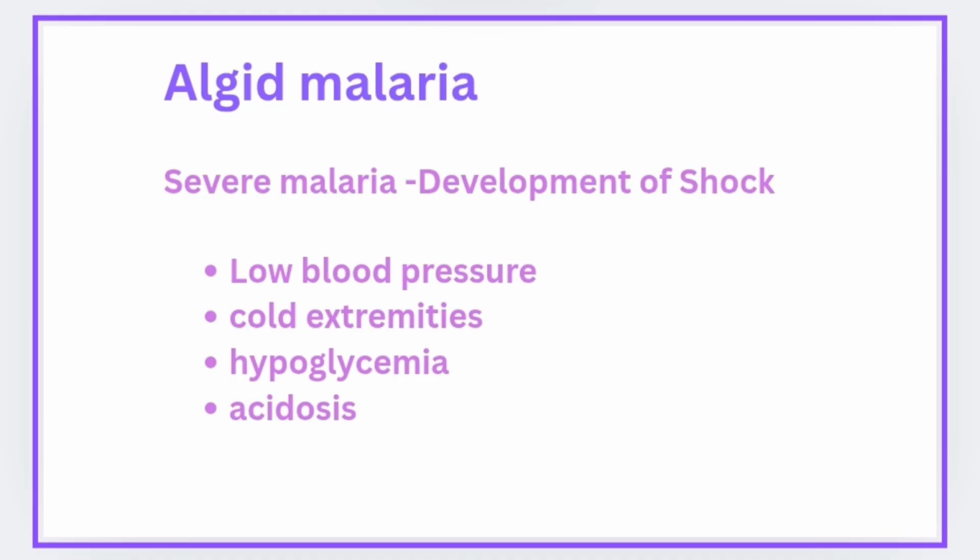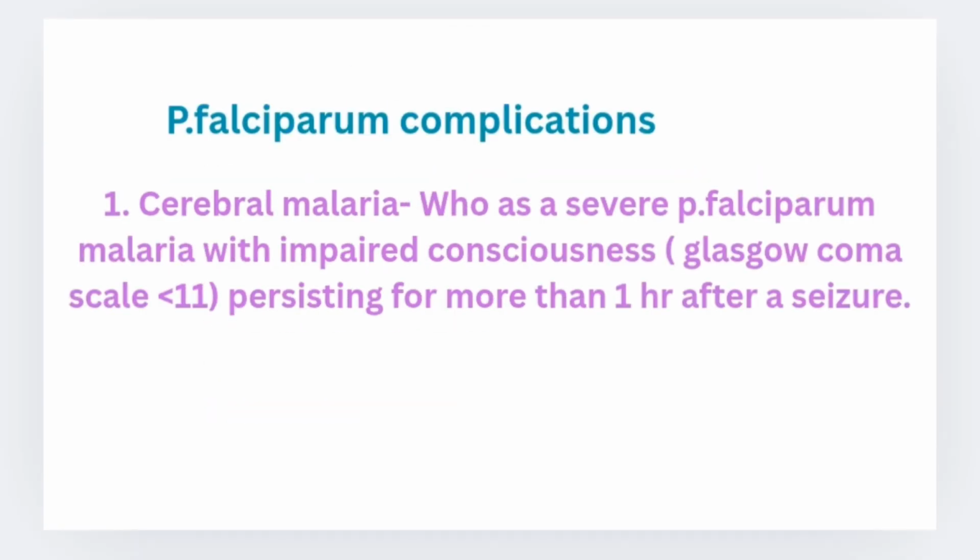Another terminology is algid malaria. So what is algid malaria? It is a severe malaria which is characterized by development of shock. There is low blood pressure, cold extremities, hypoglycemia and acidosis. As we all know, the most severe form of malaria is P. falciparum malaria. So it is associated with 2 complications.